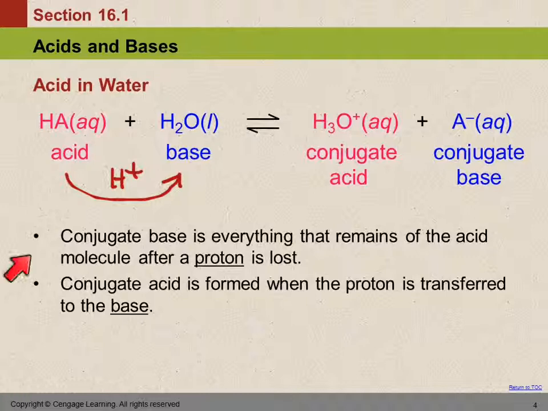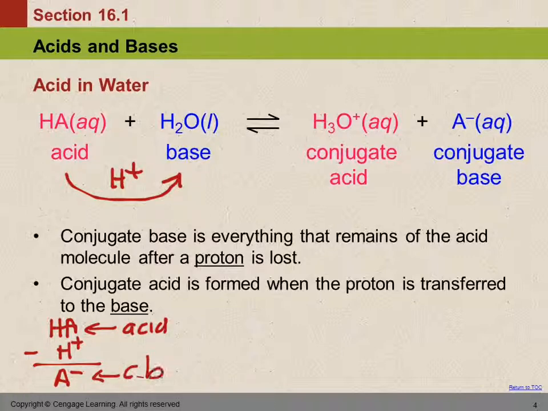So when we talk about a conjugate base, we're talking about everything that remains of the acid molecule after the proton is lost. So whatever this molecule is, you subtract an H plus, the rest of that is the conjugate base. The conjugate acid is formed when a proton is transferred to the base. This is the base, you add H plus to it, and you get that. So if we take HA and we subtract H plus from it, we get A minus. This is the acid. This is the conjugate base. I'll call him CB.